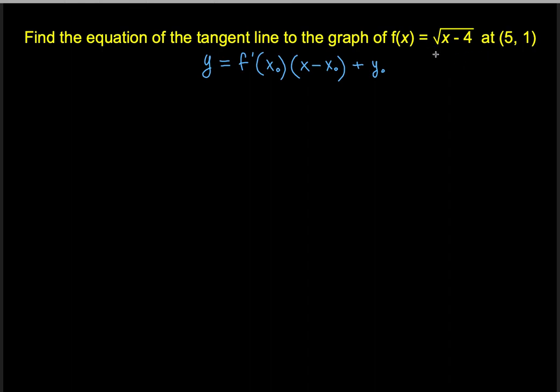Now first of all, x naught and y naught are these respective coordinates that we're given, right? So we're going to indicate them as x naught and this is going to be y naught. So now let's find the derivative. We know that the function f of x is given as the square root of x minus 4. And just for the sake of pre-calculus, I'm not going to use the power rule. I'm going to use the formal definition of a limit to find this.